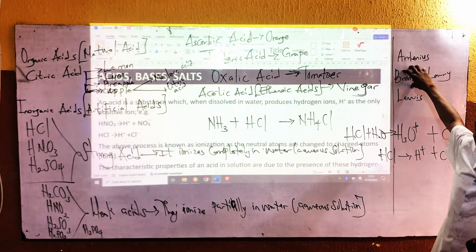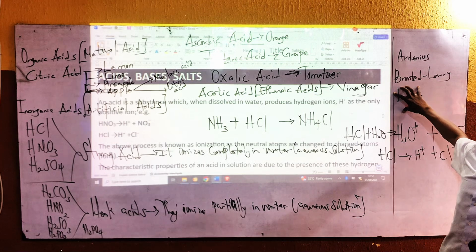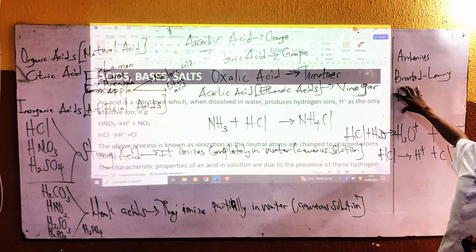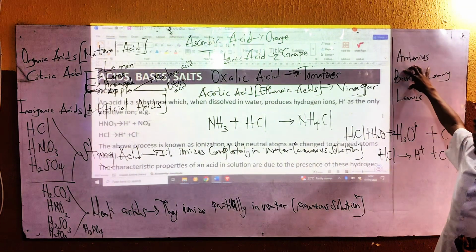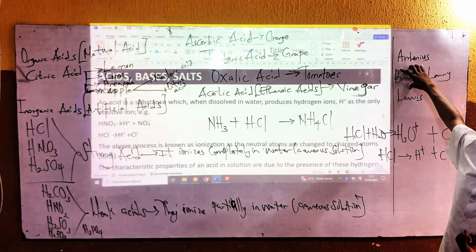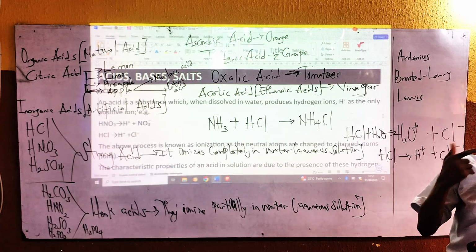So who is donating here? Acid. Who is accepting here? Base. What are they donating here? Electrons. What are they accepting? Electrons. What are they donating here? Protons. What are they accepting? Protons. Hopefully you can see the definition and remember.